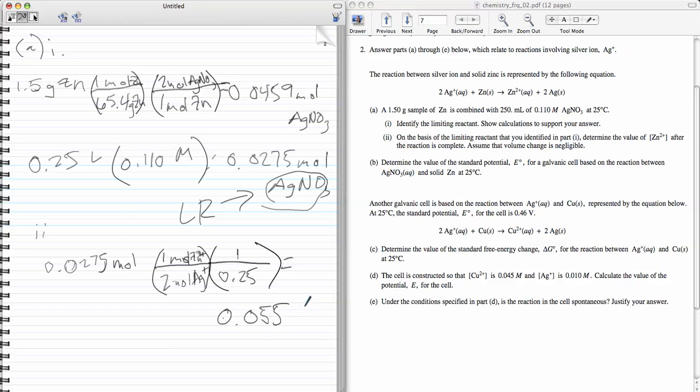0.055 molar zinc 2 plus. Okay, so that'll be the concentration that we have.